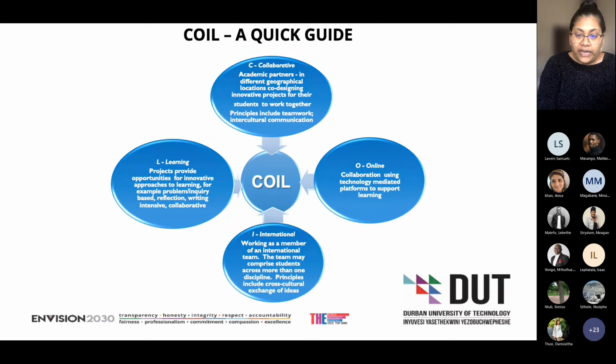COIL is international in nature, meaning that the partners and student groups are geographically operating and located in two or more different countries. The team may also comprise students across more than one discipline. The international principles include cross-cultural exchange of ideas, and there is learning exchange that occurs in COIL. COIL projects provide opportunities for innovative approaches, for example, problem or inquiry-based learning, reflection learning, writing-intensive learning, and collaborative learning.